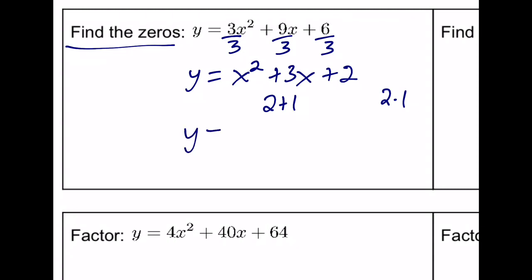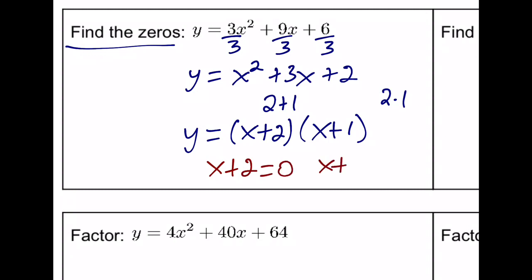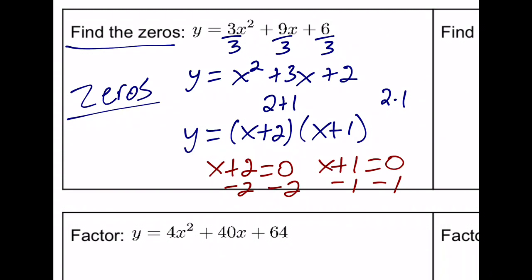So I can rewrite that as y is equal to x plus 2 times x plus 1, and I set these both equal to 0. If I subtract 2 from both sides and I subtract 1 from both sides, I get my two zeros. Zeros are negative 2 and negative 1.